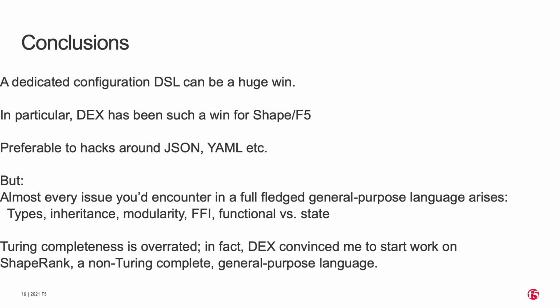The other lesson is that Turing completeness is overrated. In fact, my experience with Dex convinced me to start working on ShapeRank, which is a non-Turing complete general purpose language, again, where the shape of the data dictates how things are computed. And I'm talking about that at a different workshop here at Splash, at Rebels. And so that's an important lesson. I think there's lots of potential there for computing without insisting on some of the mechanisms that let you have infinite loops and so forth.